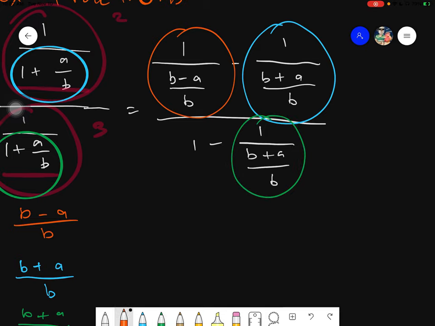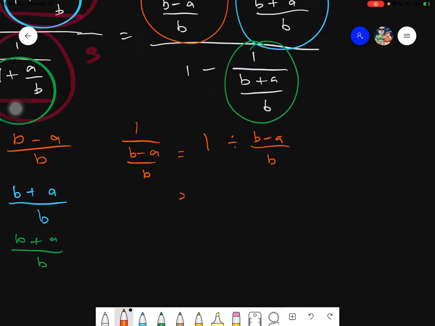For the orange one, it's 1 over b minus a over b, giving us 1 divided by b minus a over b. And having this one, we will just simply reciprocate. So that would be 1 times b over b minus a. Since that is multiplication by 1, it's just simply reciprocation. So meaning it would be b over b minus a. This is for your orange one.